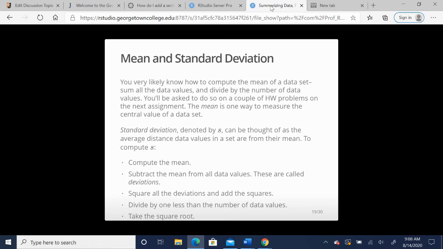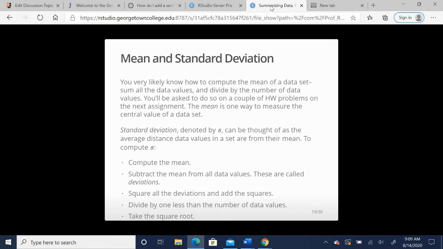It helps us to understand how the data is spread around the mean. In fact, its literal definition is the average distance any particular data entry would be away from the mean. So if we were going to calculate this by hand, we would have to find the average. We would have to take every single value in our data set, subtract the mean from it. That's the deviations, how far away it is. Square all of those, add all of those squares up, divide by one less than the number of data values, and then take the square root.